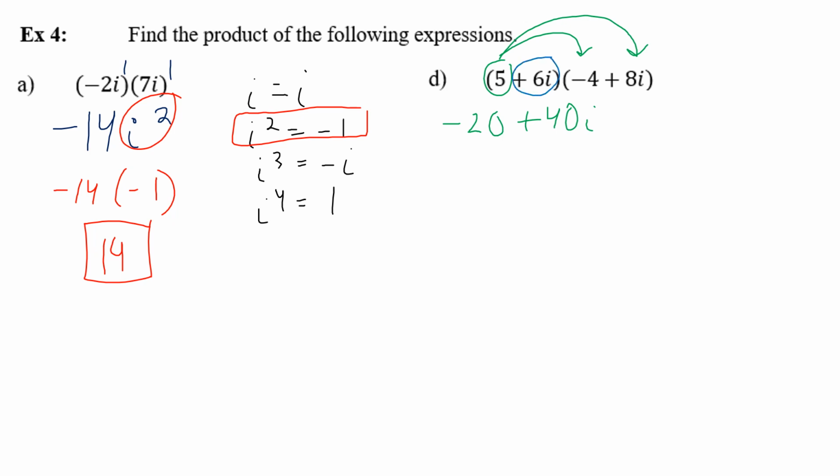Now we're going to take positive 6i and do the same thing. We're going to multiply by everything in the second parentheses. So 6i times negative 4 will give us a minus 24i. And then 6i times a positive 8i will give us a positive 48i to the 2nd. Careful. We can multiply the coefficients together, but when we do I times I, they have the same base. So thinking of the law of exponents of multiplication, we keep the base the same, but we add the exponents 1 and 1 to get 2.